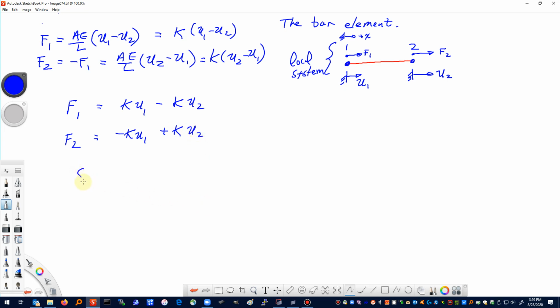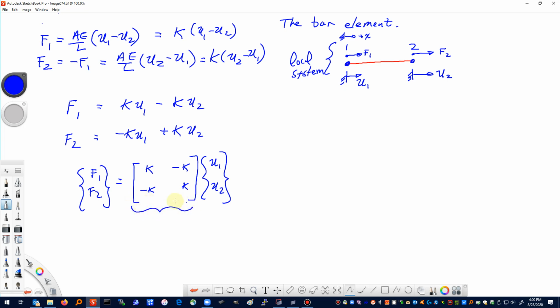And so in the matrix format, we'd have a vector over here on the left-hand side, and a matrix. I could put K out in front, but I want to emphasize some things about this matrix. So I'm going to leave these K's in here, and then I have the displacements for the local nodes 1 and 2 as a vector. Alright, so this term right here is called the element stiffness matrix.